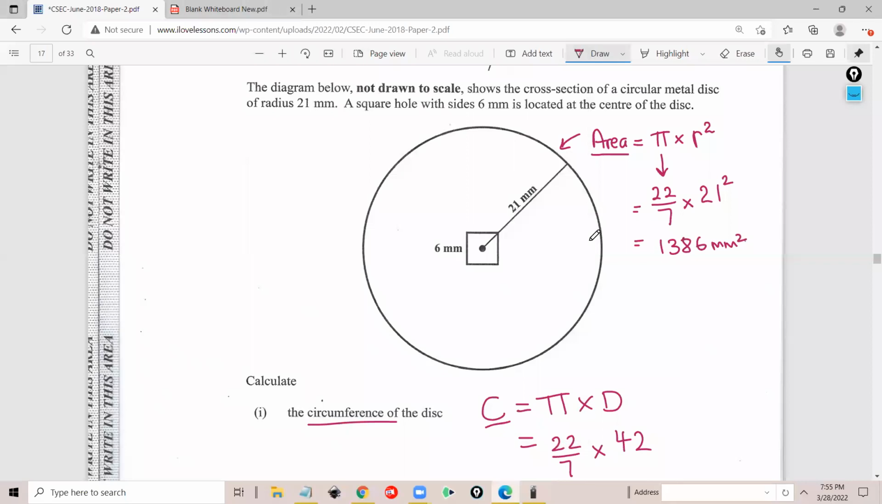But I keep saying over and over that a little piece in the middle here is missing. What is the area of this shape? It's a square. So how do you find the area of a square? The area of a square is side by side, so 6 by 6, which is 36. So to find the area, we have to take the 1386 and minus the 36, because the 36 is missing, right? So when you minus those two, the final area is 1350 millimeters squared.